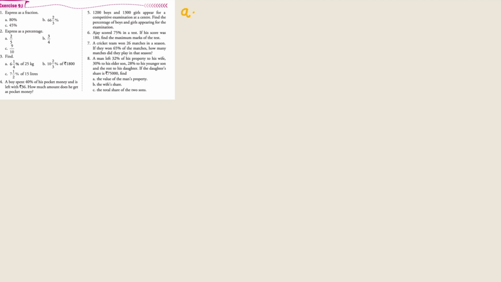Now we have to find the percent of various numbers. Like it says 6 and 1 upon 4% of 25. Whenever we find a percent of a specific number, let me show you. For taking a percentage, first we need to convert it into an improper fraction like this: 25 upon 4. And this is an improper fraction now.